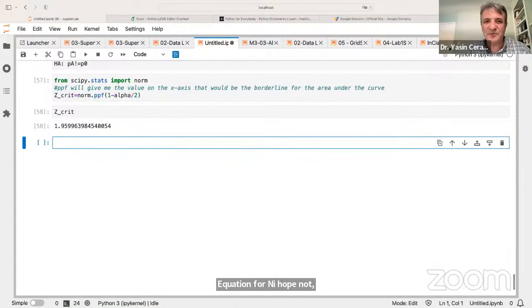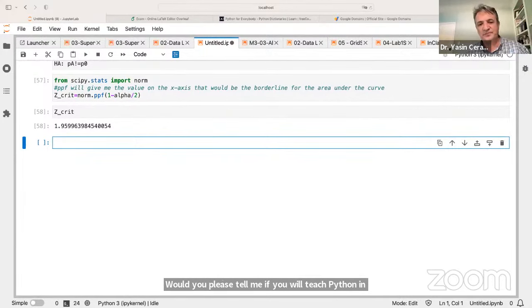Let me see if I have any question here. Would you please tell me if you will teach Python in parallel with statistics? I normally teach statistics with Python, but I haven't started. I don't have any plan, Ibrahim, right now to start another, because I need to finish time series first. There is another one we started and then we couldn't finish: deploying a model. So I'm going to go back and finish that one. And maybe then, if I have time, we can start talking from the very beginning about statistics with Python.